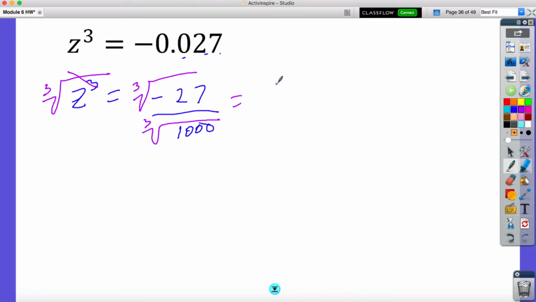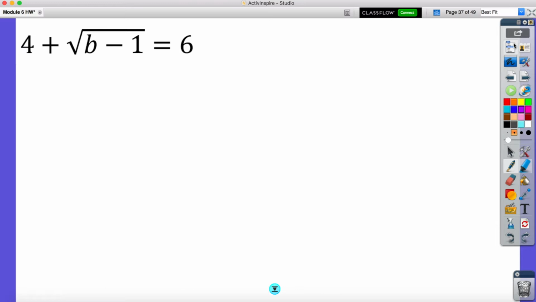So 3 numbers that multiply to negative 27. Negative 3 times negative 3 is 9, and 9 times negative 3 is negative 27. And 10 times 10 is 100 times 10 is 1,000. So therefore, z equals negative 3 over 100. Now, just a quick reminder from the previous lessons, it is okay that this one is negative because you're taking the cubed root. You're taking an odd root.